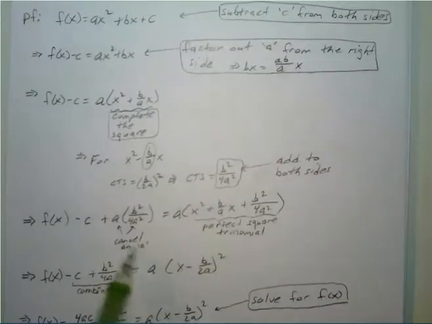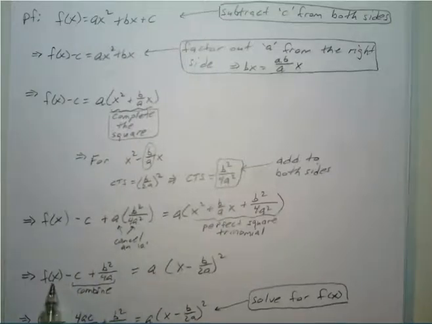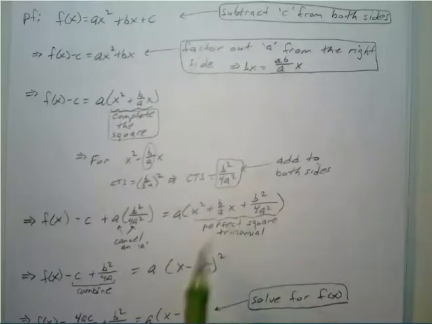Okay, now on this left side, the a's will cancel out. Well, at least one of the a's will cancel out in the denominator here, and this a right there. So we will have f of x minus c plus b squared over 4a. And this is actually a perfect square trinomial. So this will factor into a times (x minus b over 2a) squared.